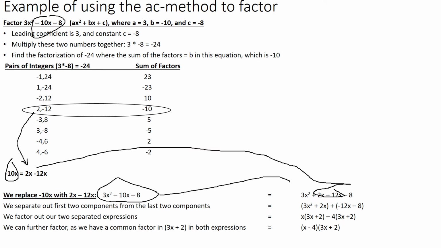Now I'm going to see what I can factor out of these. 3x squared plus 2x, I can pull out an x out of both of those. That leaves me an x times 3x plus 2. On the second one, negative 12x minus 8, I can pull out a negative 4. Pull out a negative 4 from a negative 12x, that leaves 3x. And negative 4 from negative 8 is plus 2. And now you see we have a 3x plus 2 we can factor out of both of those. So when I factor out the 3x plus 2 here, I'm left with the x minus 4. My final answer is x minus 4 times 3x plus 2. Very similar to the PQ method, just takes an extra step.